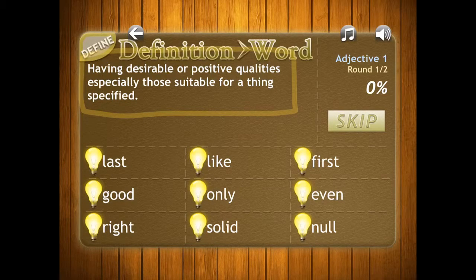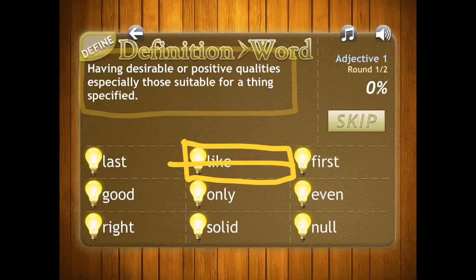If I was to do this one, I don't know what I would guess, but I'll read through it and we can do it together. Having desirable or positive qualities, especially those suitable for things specified. Now, if I was to guess desirable or positive qualities, we would pick one. And if you were correct, for example, if you clicked "like" and you were correct, the light bulb would burn out and light up yellow, and then that one you wouldn't be able to click anymore.